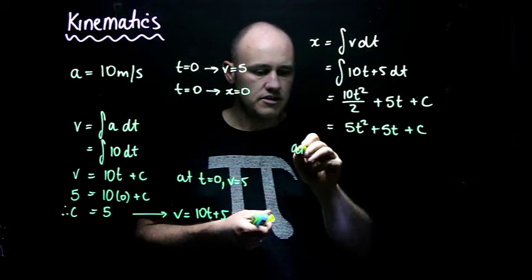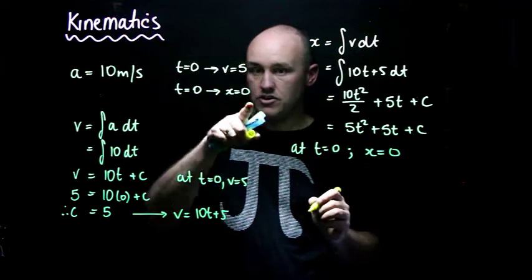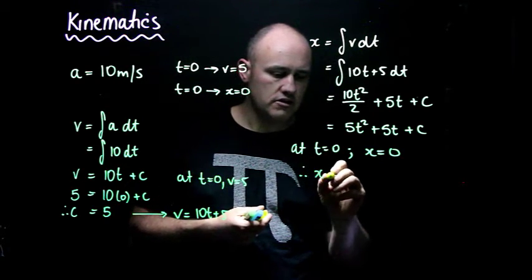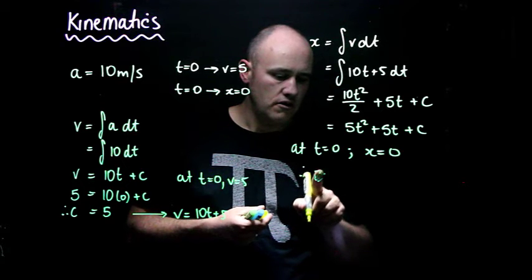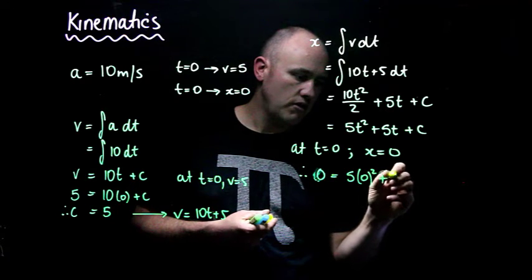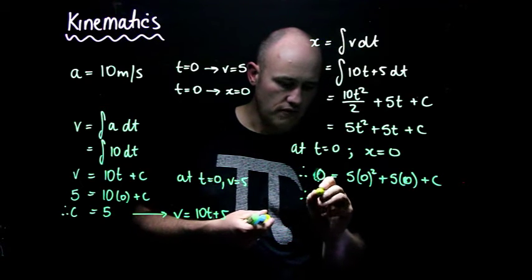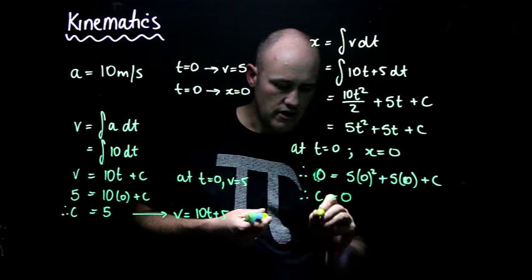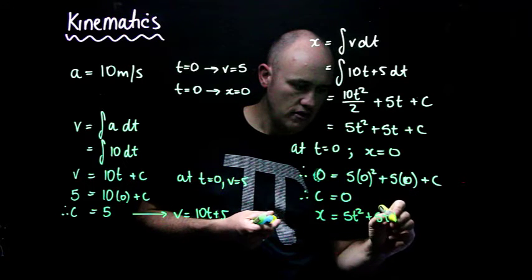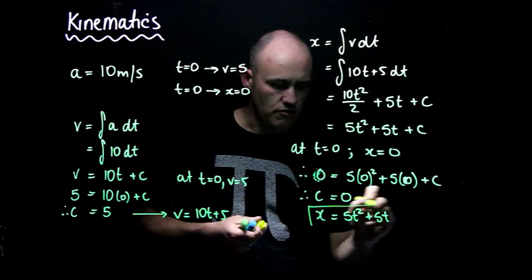We also know that at time equals 0, x is equal to 0. That was one of our initial constraints, and so 0 is equal to 5 times 0 squared plus 5 times 0 plus c, and therefore c is equal to 0. So x is equal to 5t squared plus 5t. And so that's it. There is our displacement model.